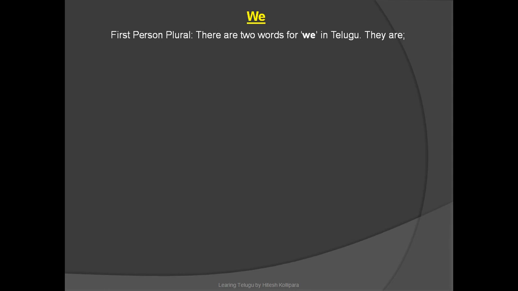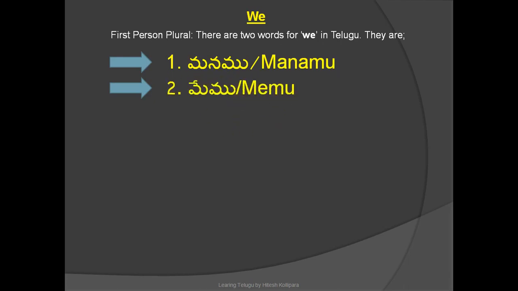First, let us see what those words are, and then we shall discuss them in detail. The first word is manamu. Ma-na-mu. Manamu. And the second word is memu. Me-mu. Memu.